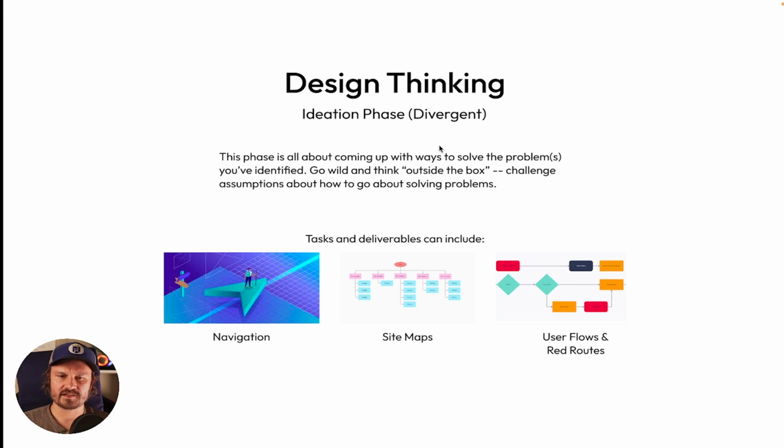And it's the reason it's categorized under that coming up with red routes might sound like it's at odds with the concept of divergent thinking. And I could understand how that would be a concern. However, when developing red routes, when we're coming up with our user flows, as it says here, think outside the box and challenge assumptions about how to go about solving problems. There's not an assumed best way of doing things.